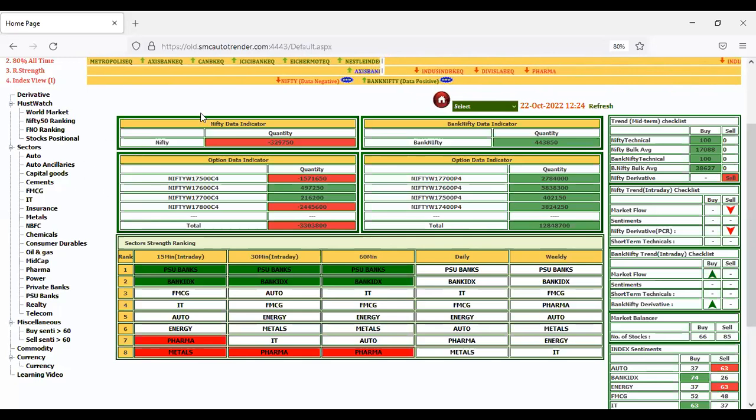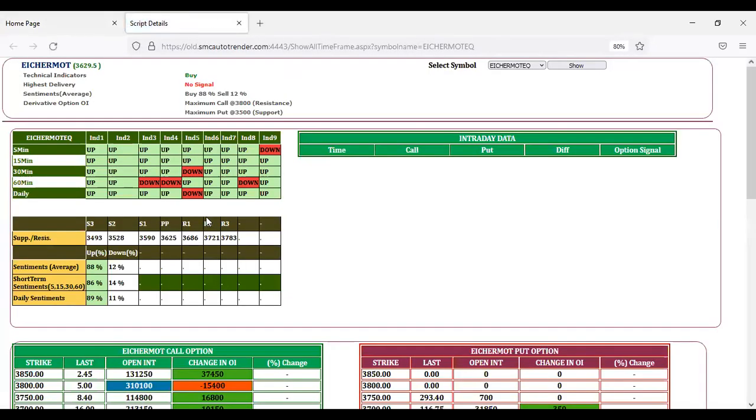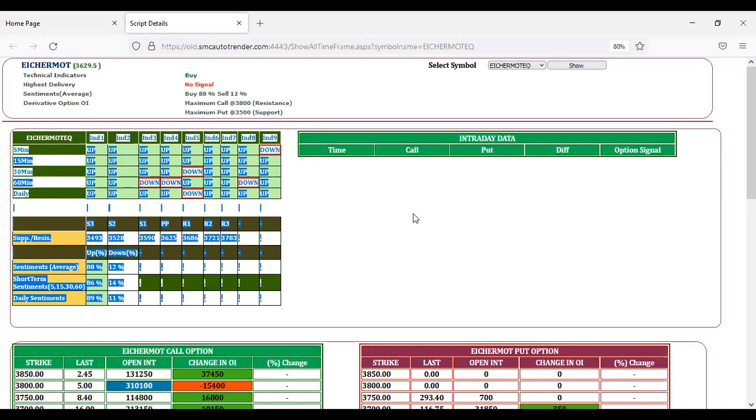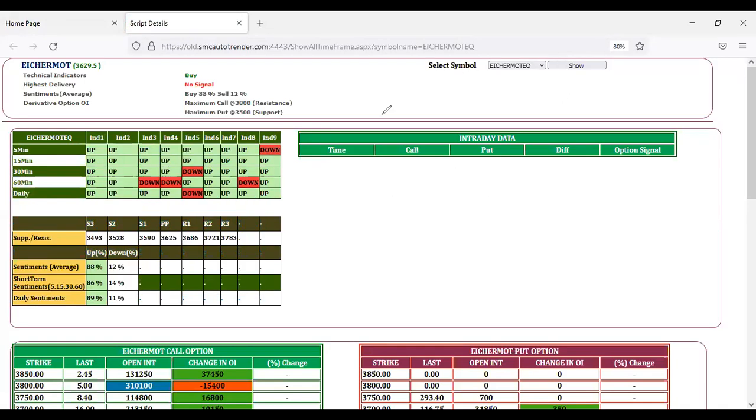I'll tell you how we come to it. I'll take Eicher Motor as an example. In Eicher Motor, you can see there are 9 indicators. These are the 9 technical indicators we have selected from a bunch of 450 to 500 technical indicators available in the market.